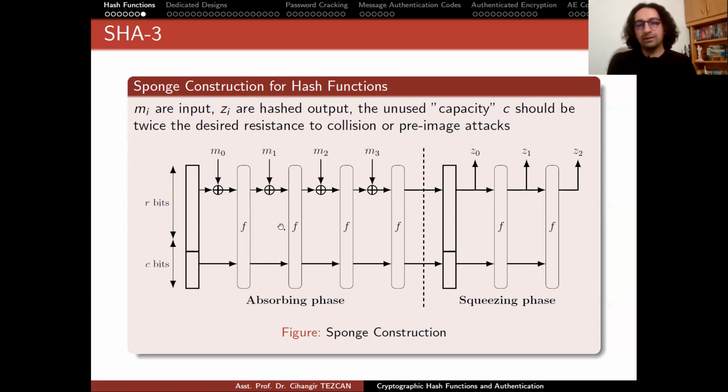Again, this is the general picture. The choice of f defines your hash function. And again, the Keccak algorithm, which is now referred to as SHA-3, is a sponge construction like this. So in the next video, I will give you concrete examples for the Merkle-Damgard construction and the sponge construction by talking about MD4, MD5, SHA-1, SHA-2, and SHA-3.